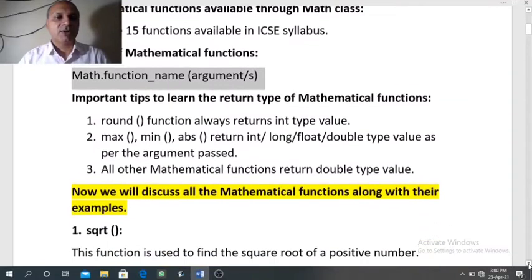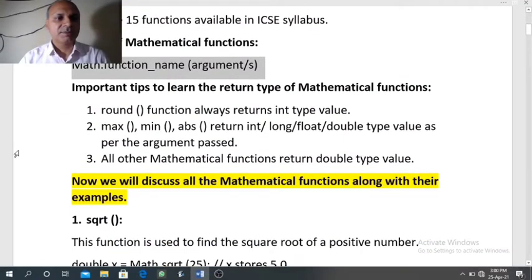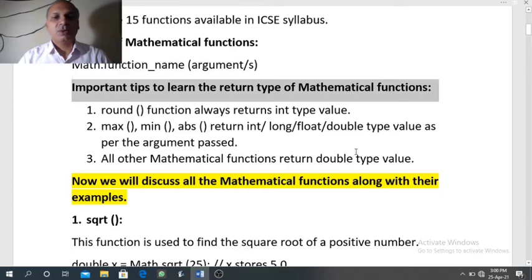Now this point is very important before starting the mathematical functions. How to know or learn the data types of the value returned by these functions? Since there are about 15 functions, to learn the return type of all the functions separately is a difficult task and you will forget it also. So I have important tips for you on how you can learn the data type of these mathematical functions, meaning the result of these functions will belong to which data type. You need to learn only these 3 points.